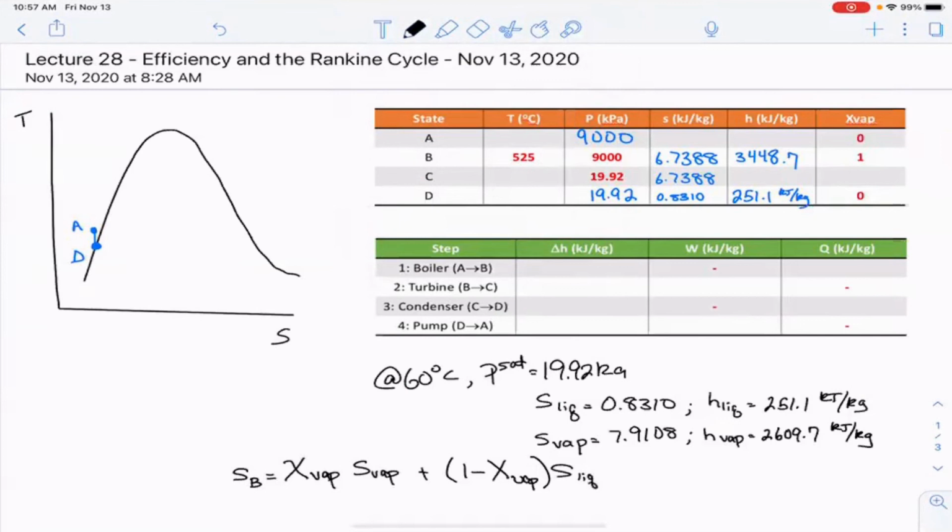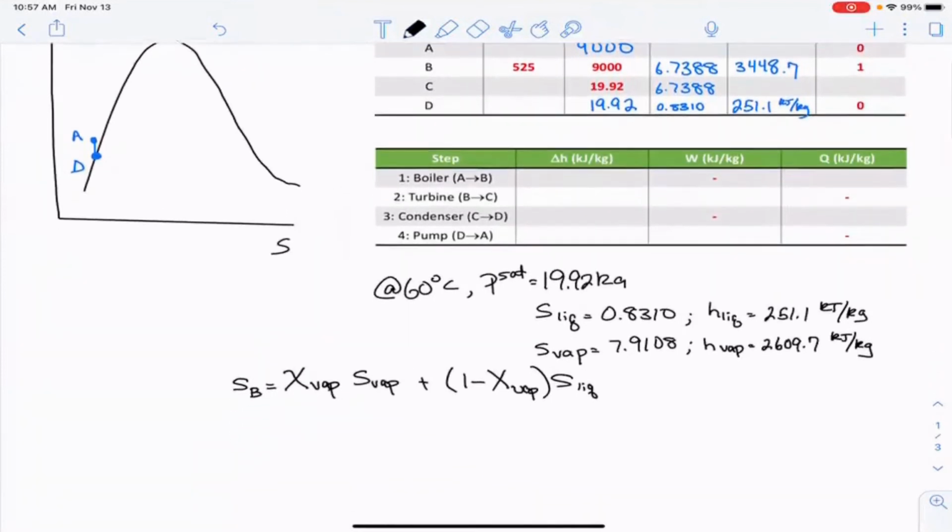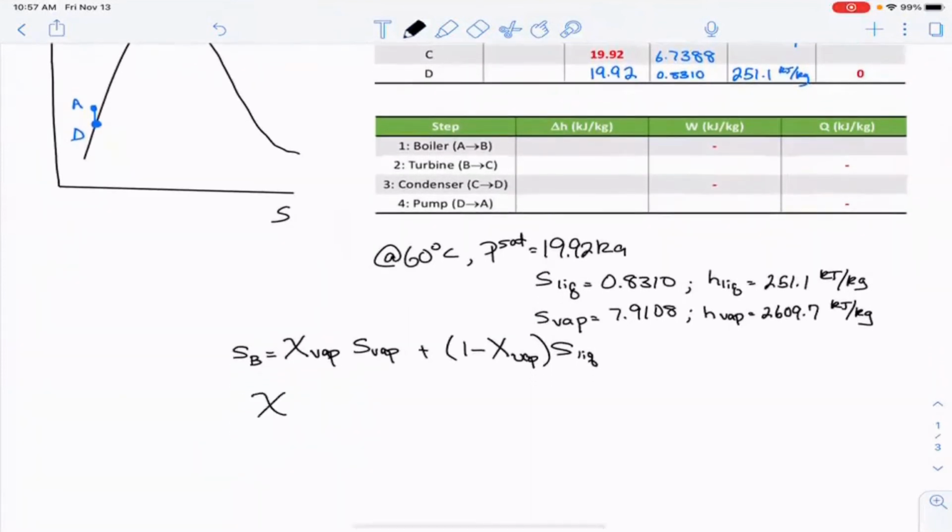Okay, hopefully this makes a little bit more sense. And we can do the same math that we've done a couple of times now, and we can actually solve for the fraction that's in the vapor phase. And of course, that's just equal to the entropy at B minus the saturated liquid entropy divided by the entropy of the vapor phase minus the entropy of the liquid. And we can insert these values that we have.